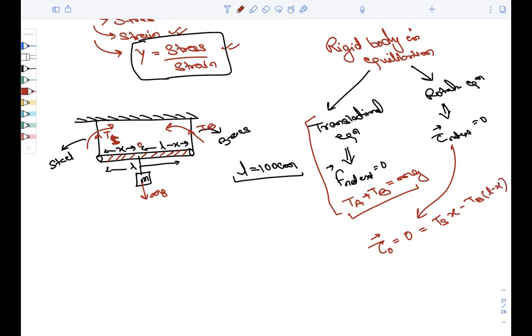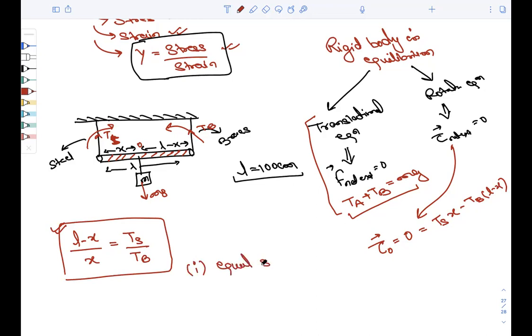So from here you will get one relation, that is (L minus X) upon X equals TS upon TB, right? If you put the values here, you can simply get the X value. If you know the relation between TS and TB, you can simply get the X value, right? Now we will solve the first condition.